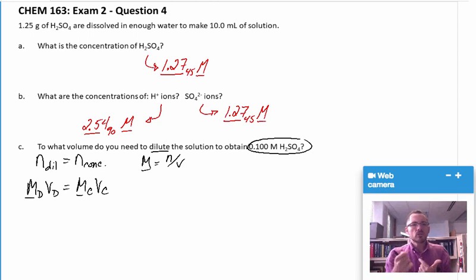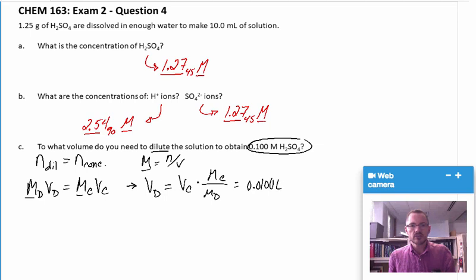I know that I'm diluting the solution to a specific concentration, which means I know what M sub D is, and that all previous information about sulfuric acid will be sub C values. So I'm technically solving for volume D, which will be volume C times concentrated solution over our diluted solution molarities. So I'm going to have a volume of our initial of 0.0100 liters. Our molarity of our concentrated, which we found to be 1.2745 molar. Divide that by our new concentration of 0.100 molar.